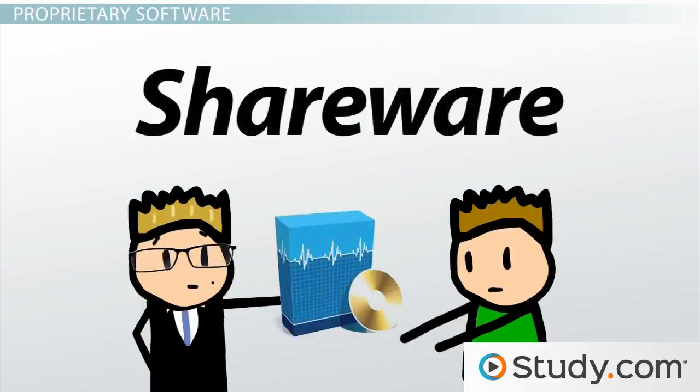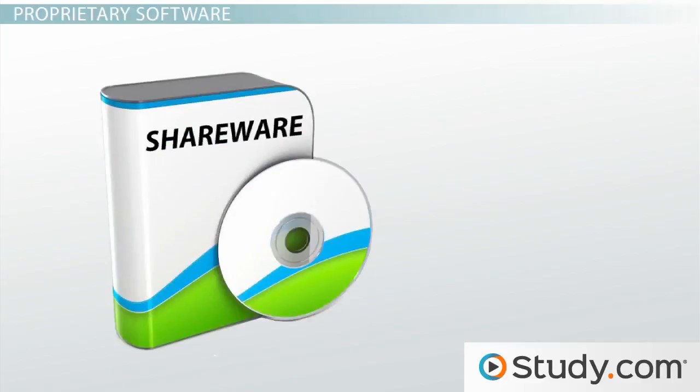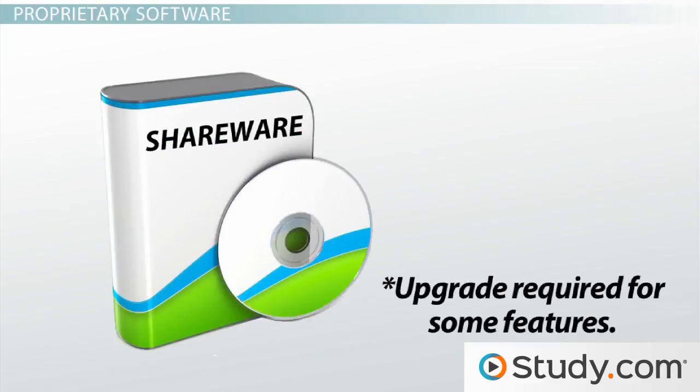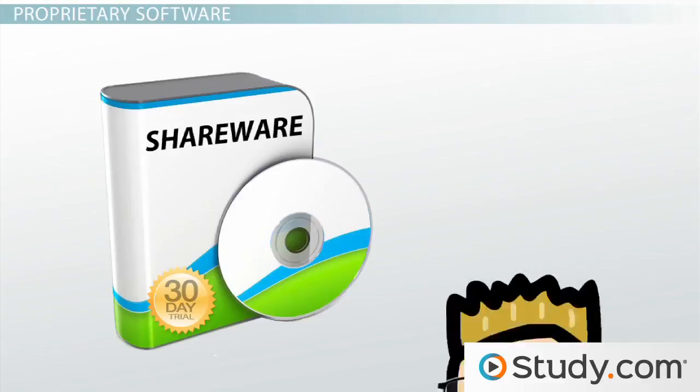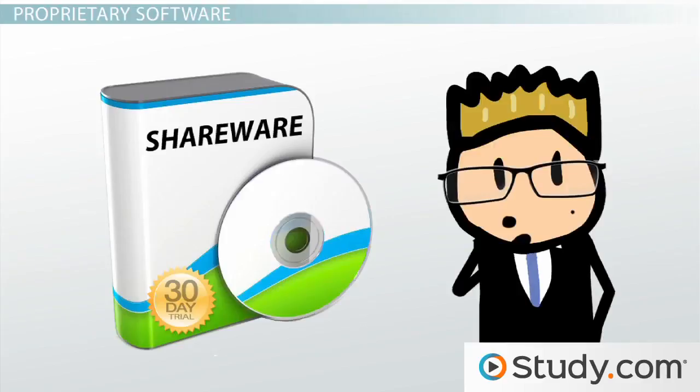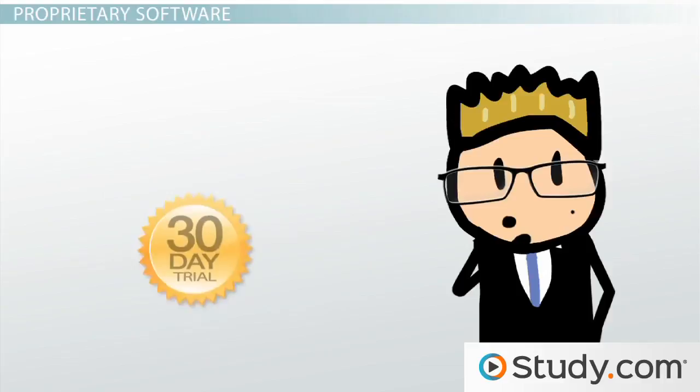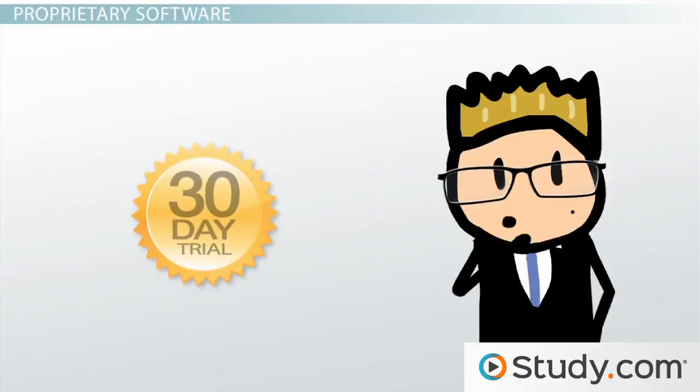Shareware is proprietary software that is made available to users at no cost under certain conditions. For example, shareware may have limited functionality relative to the commercial version of the same software, or the license for the software may expire after a certain trial period. The rationale behind shareware is to give potential users the chance to evaluate the software before investing in a license fee. Trial versions of commercial software fall under the shareware category.